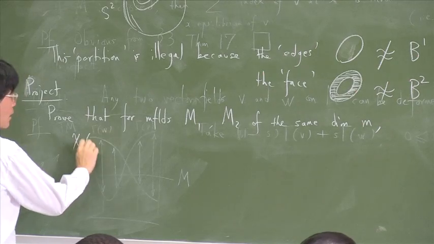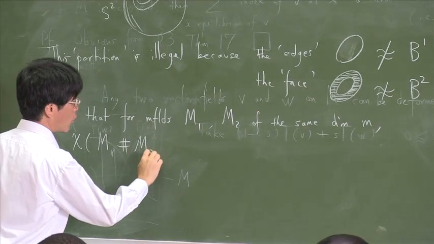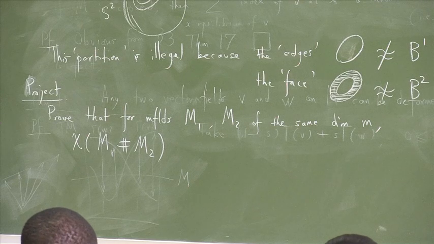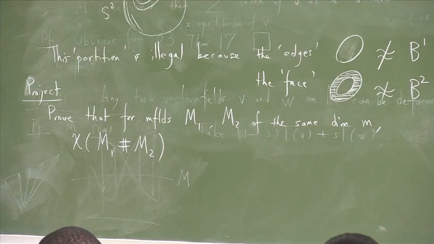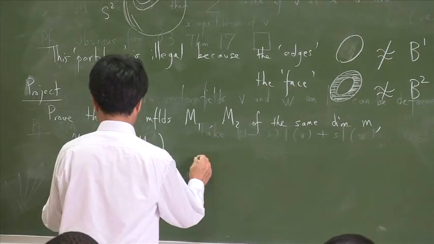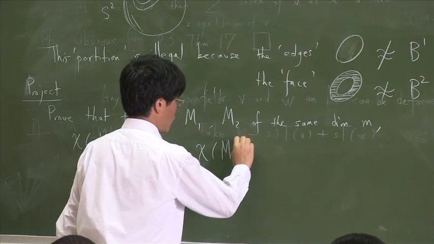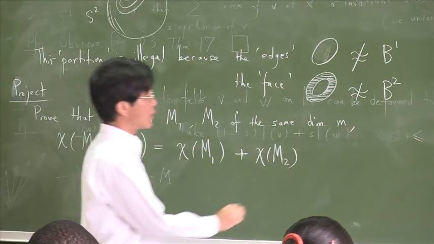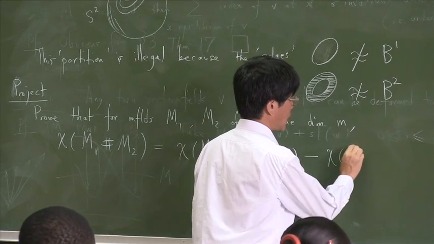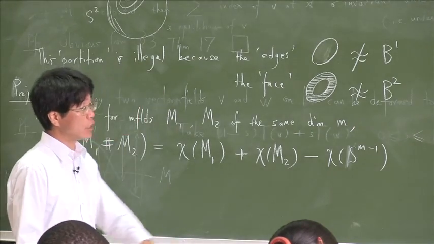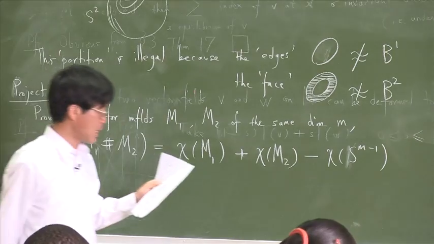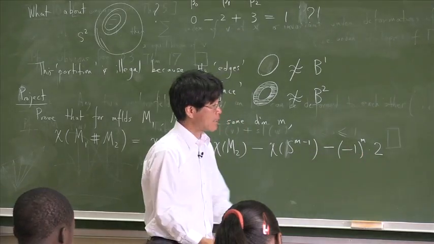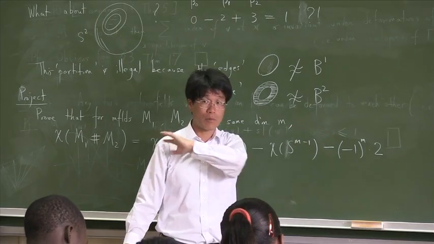What happens, you might wonder, when you take the connected sum of M1 and M2? Do you remember this funny symbol from the first week? Connected sum. You can have two manifolds of the same dimension and you can just pipe them together if you like. Well, it turns out that this is quite easy. To a good approximation, it is the sum of the Euler characteristics. But not quite. You have to have the correction, and the correction is minus the Euler characteristic of S^(m-1), one dimension down. And we know what those are, depending on m. We have the answers already. And then minus 1 to the m times 2. You might guess where this 2 comes from. There is some ball involved, and you are removing those balls and so on.